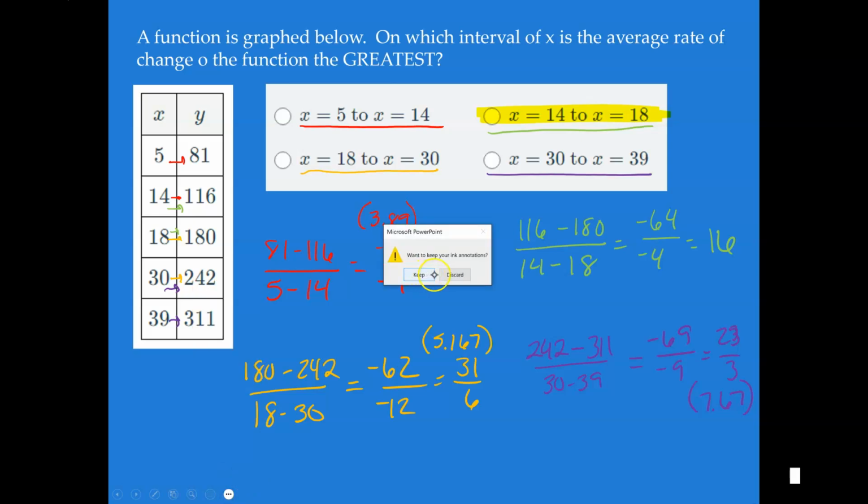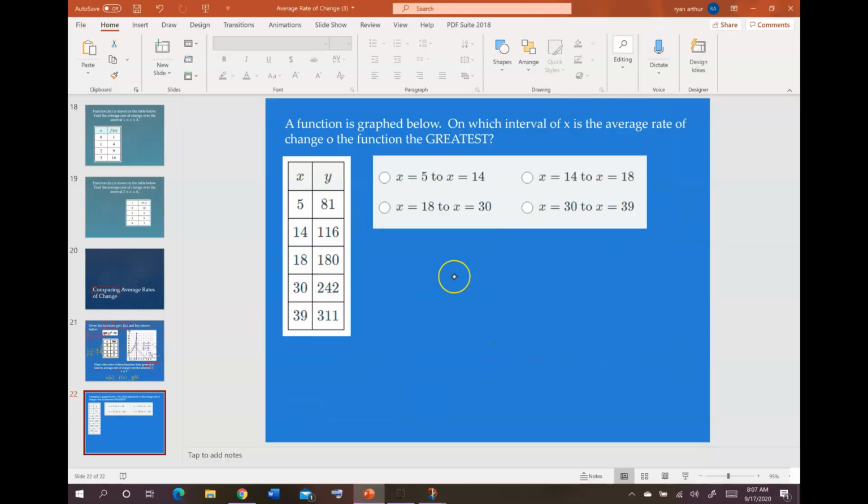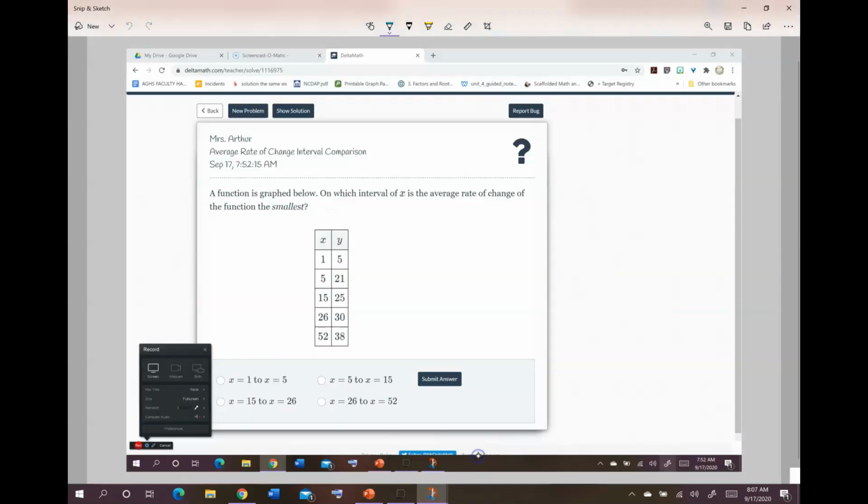Okay, all right, so that's the end of this. So let's do a Delta Math one. I have it snipped. Here we go. All right, here's another table. Okay, and this one wants to know who is the smallest. Okay, so we're just going to do what we just did.